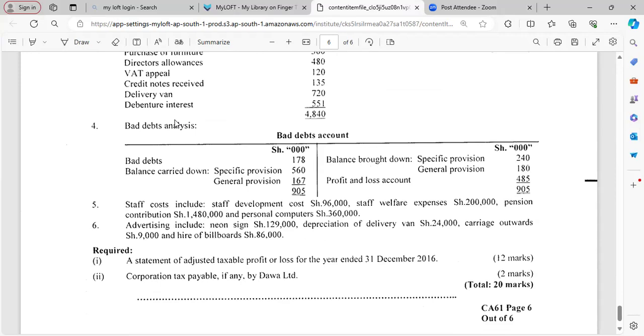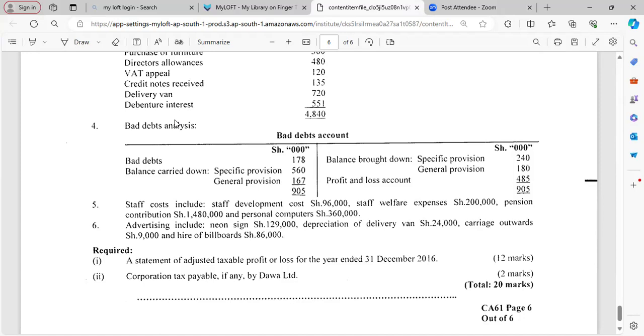We are given the bad debt account. We'll then plot down the specific provision and general provision, and then on the debit side we have the bad debt and the balance carried down.